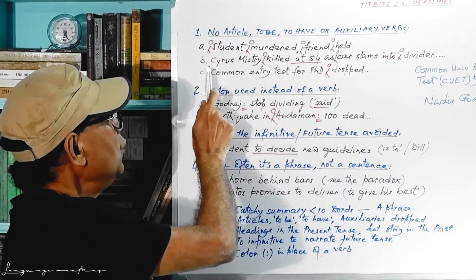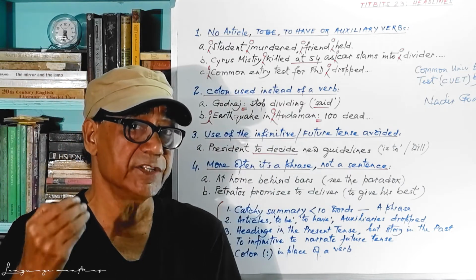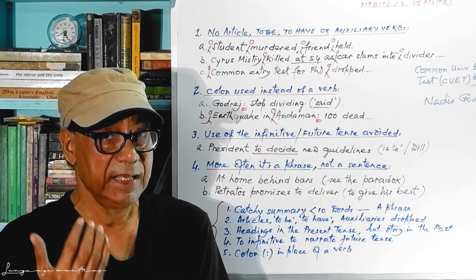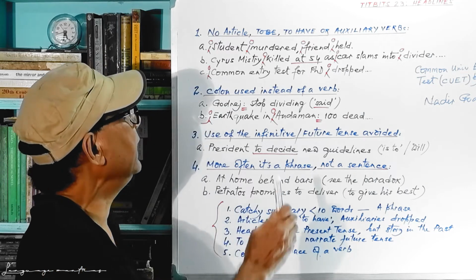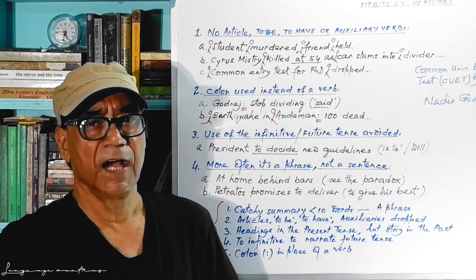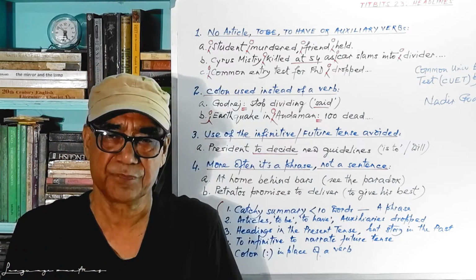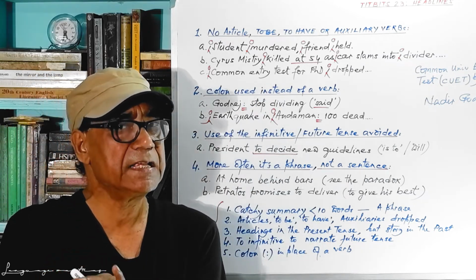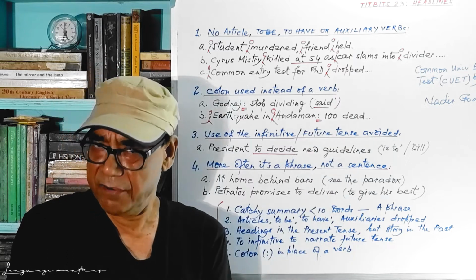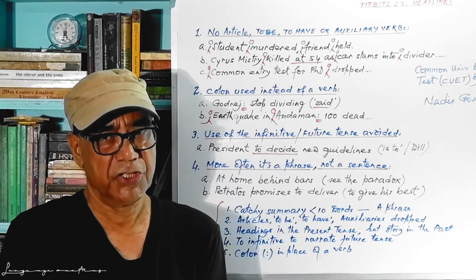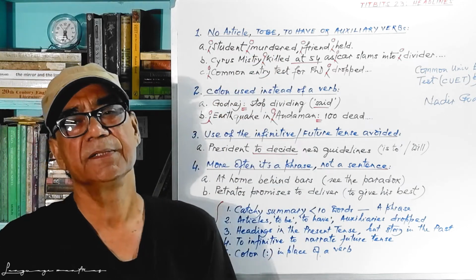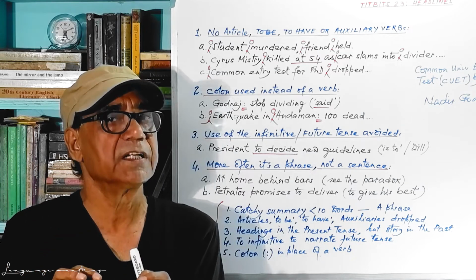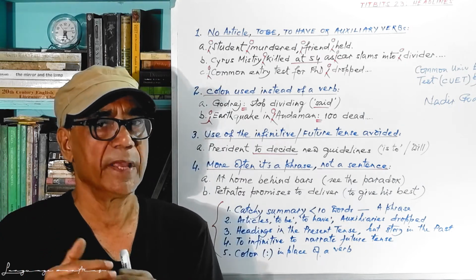So let's see, student murdered. Here an article is dropped. A student murdered. That means a student is murdered. And then friend held. A friend is held. So what happens? A student is murdered and a friend is held, that is arrested in this connection. So this is how a newspaper headline is made, and you have to supply certain words and necessary grammatical tools to make some sense of it.